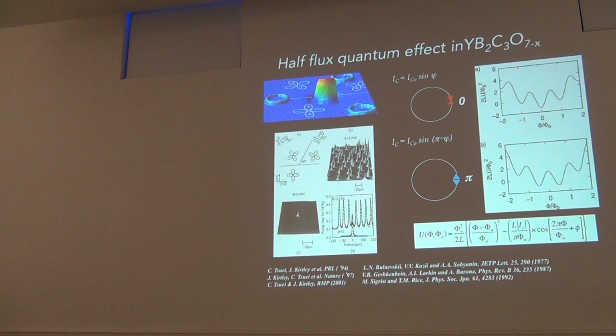Again, and I want to stress that this is spontaneous. You are not adding anything, so the energy comes from the pi junctions.